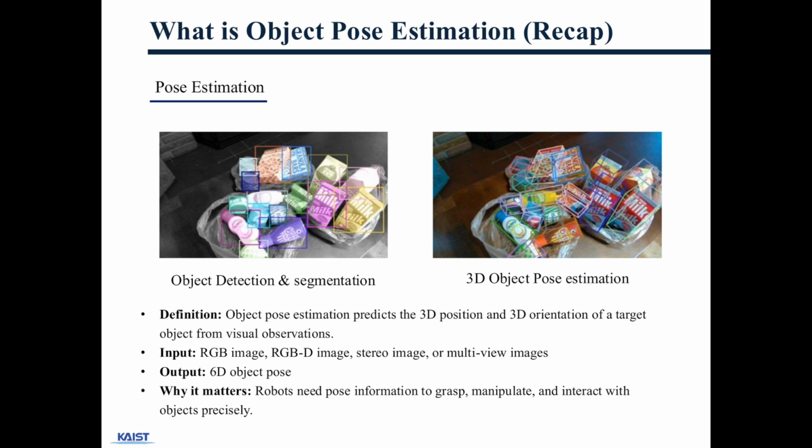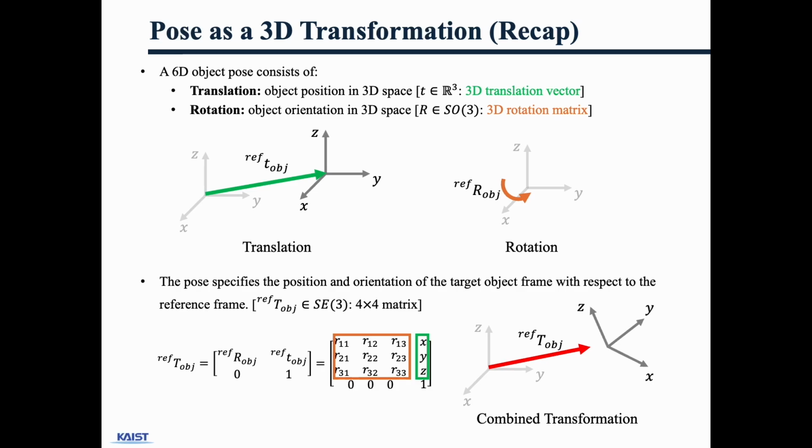For the input, we can use various types of visual data, such as a standard RGB image, an RGBD image with depth information, stereo images, or even multi-view images. And the output we get from this algorithm is the 6D object pose. Understanding this 6D pose is absolutely critical because robots rely on the spatial information to interact with their surroundings safely and accurately. Let us do a quick recap on how we represent this pose mathematically as a 3D transformation.